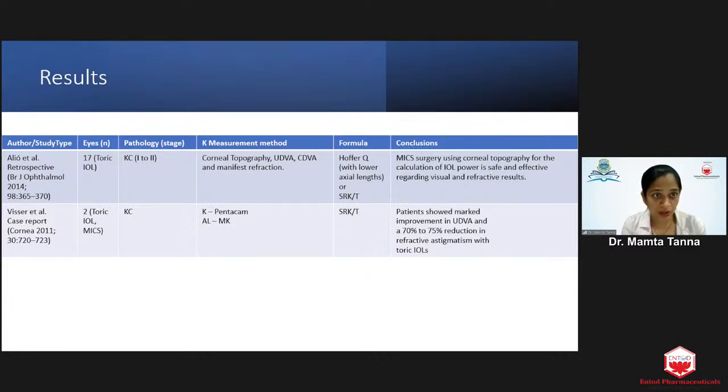Weiser et al. Also in this study, toric IOL was implanted in both the eyes. K was measured using Pentacam, and axial length. For axial length measurement, manual keratometry was used. Conclusion: patients showed marked improvement in uncorrected distance visual acuity, and there is a significant reduction in refractive astigmatism with these toric IOLs.